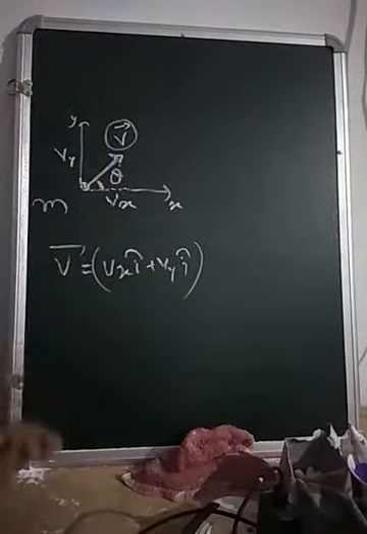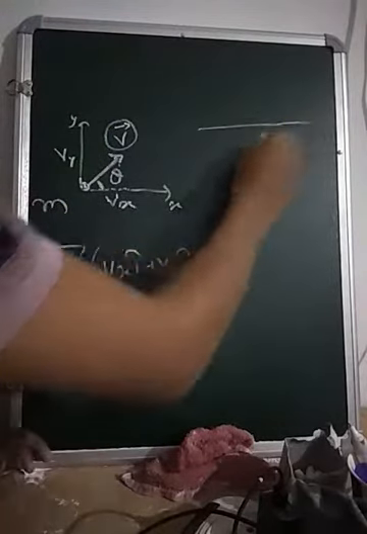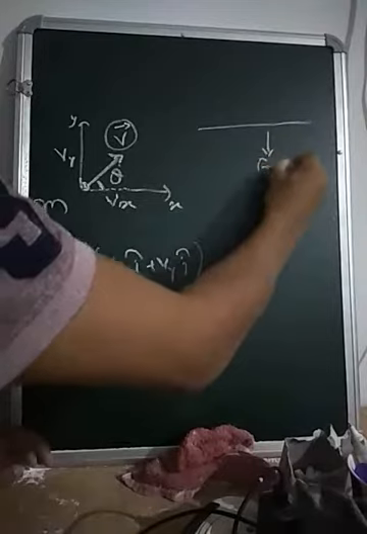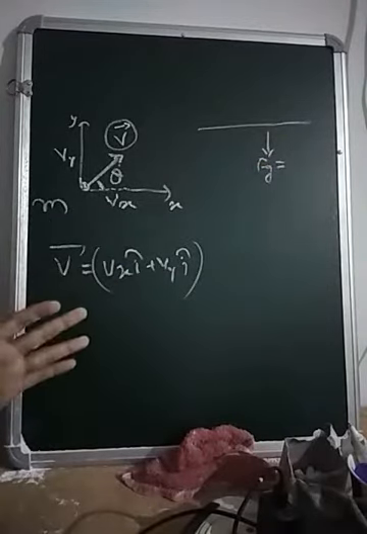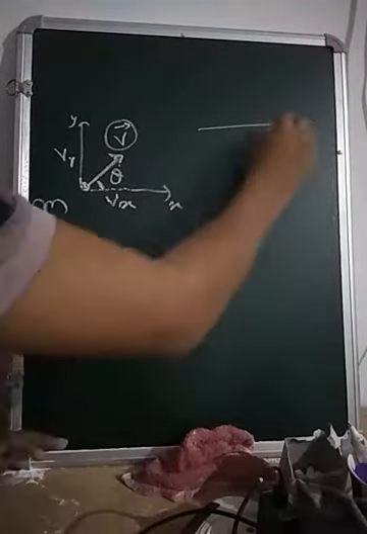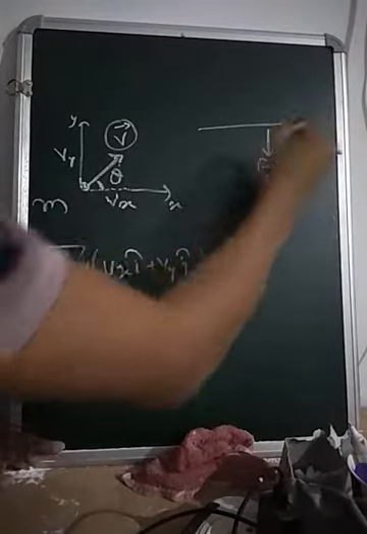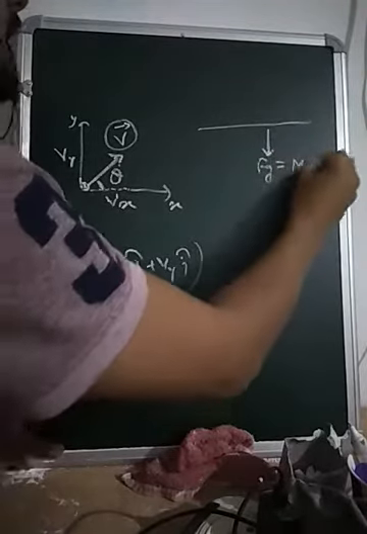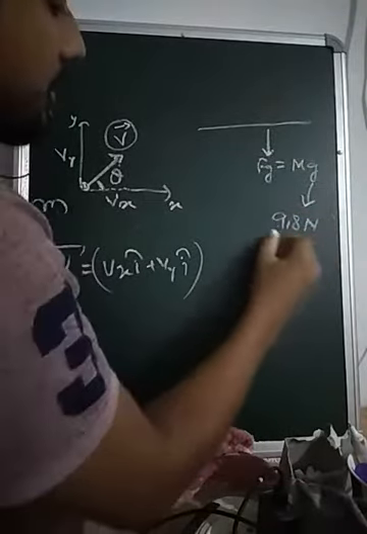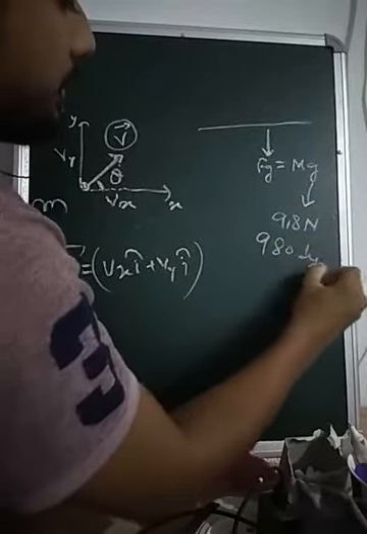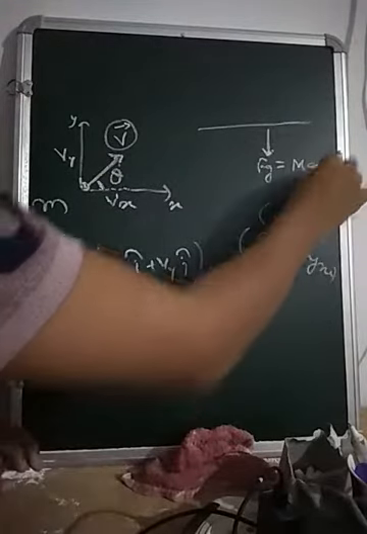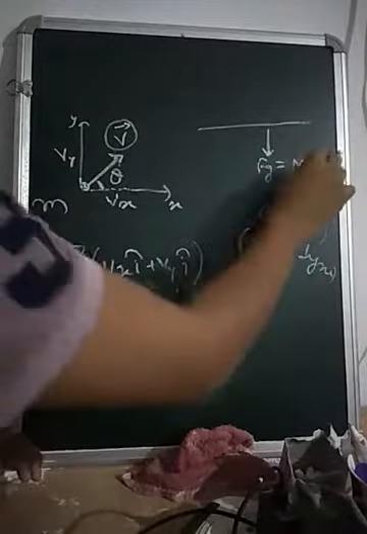Now one more thing: every object on Earth experiences a gravitational force, Fg. Every object on Earth or any planet experiences a gravitational force due to the planet. We know this is represented by mg, where g is the acceleration due to gravity, which is 9.8 m/s squared, and m is the mass of the object.